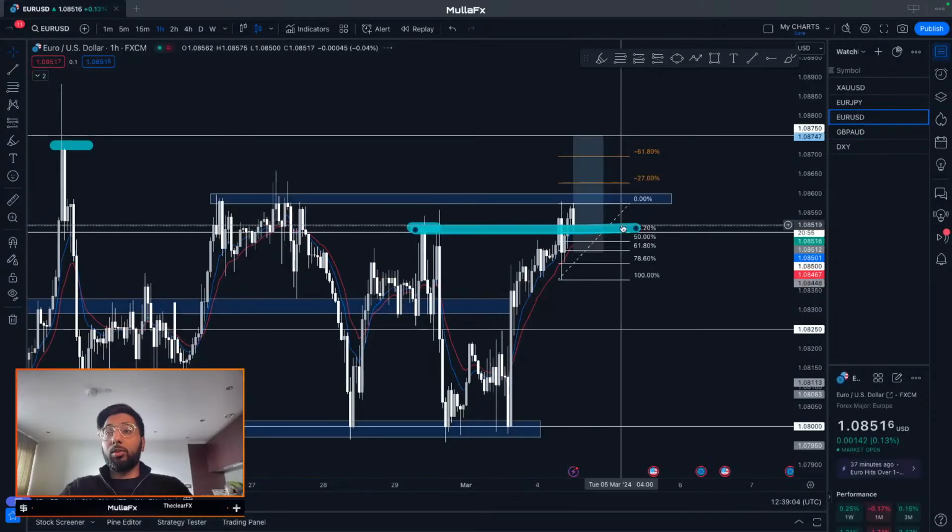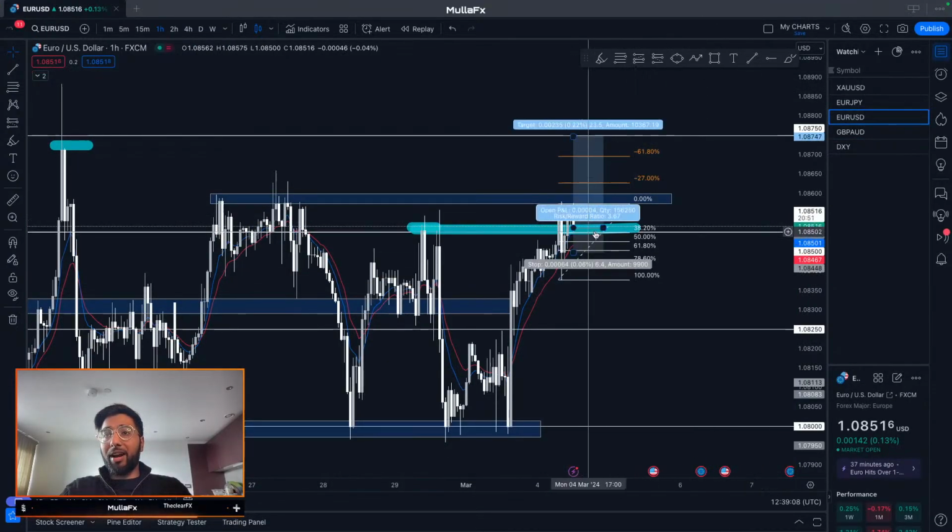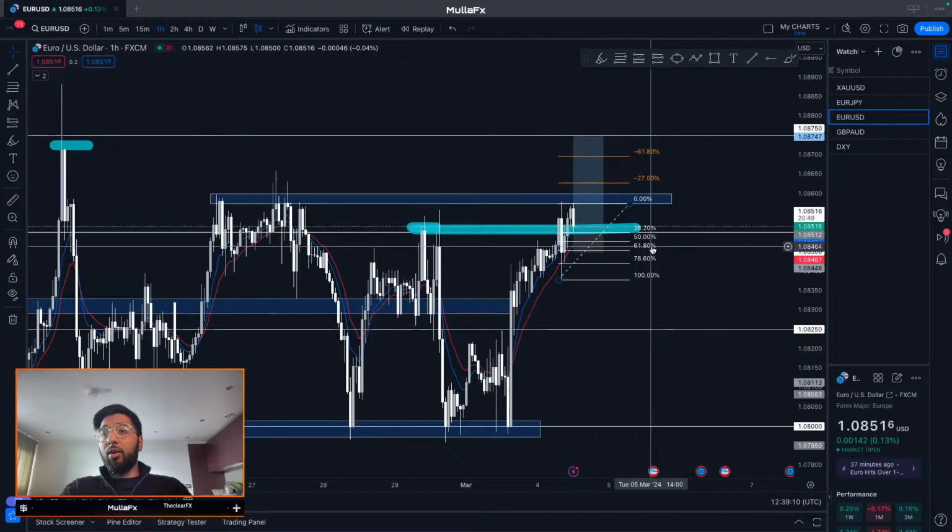So for EURUSD, you can see that price is now on the 1 hour. Now we know that with the 1 hour, we've got 20 more minutes left.